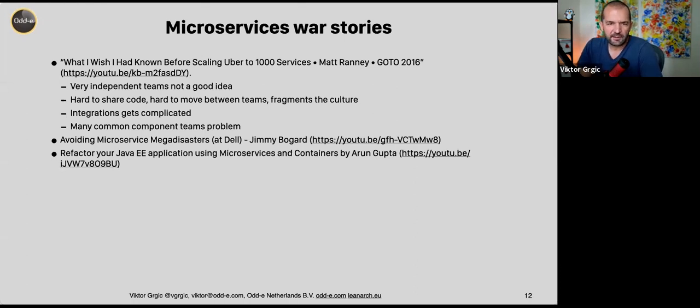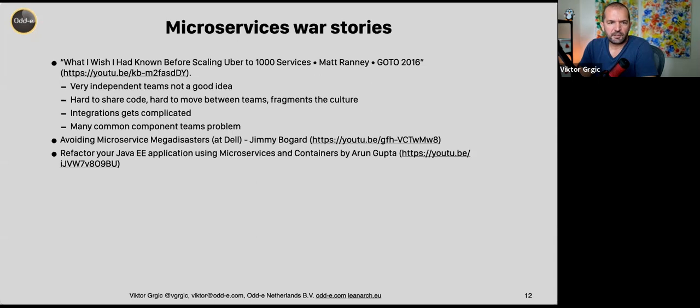And so like Uber, just to name a few known companies, they have big trouble and they wish they knew lots of stuff before they started with microservices. Very independent teams is just not a good idea. It's hard to share code, hard to move between teams. It fragments the culture that they have, and they solve things in all different ways, while it should be solved in the same way, such as, for example, logging. You really don't want every single service to log in a different way. So you want to standardize on that.